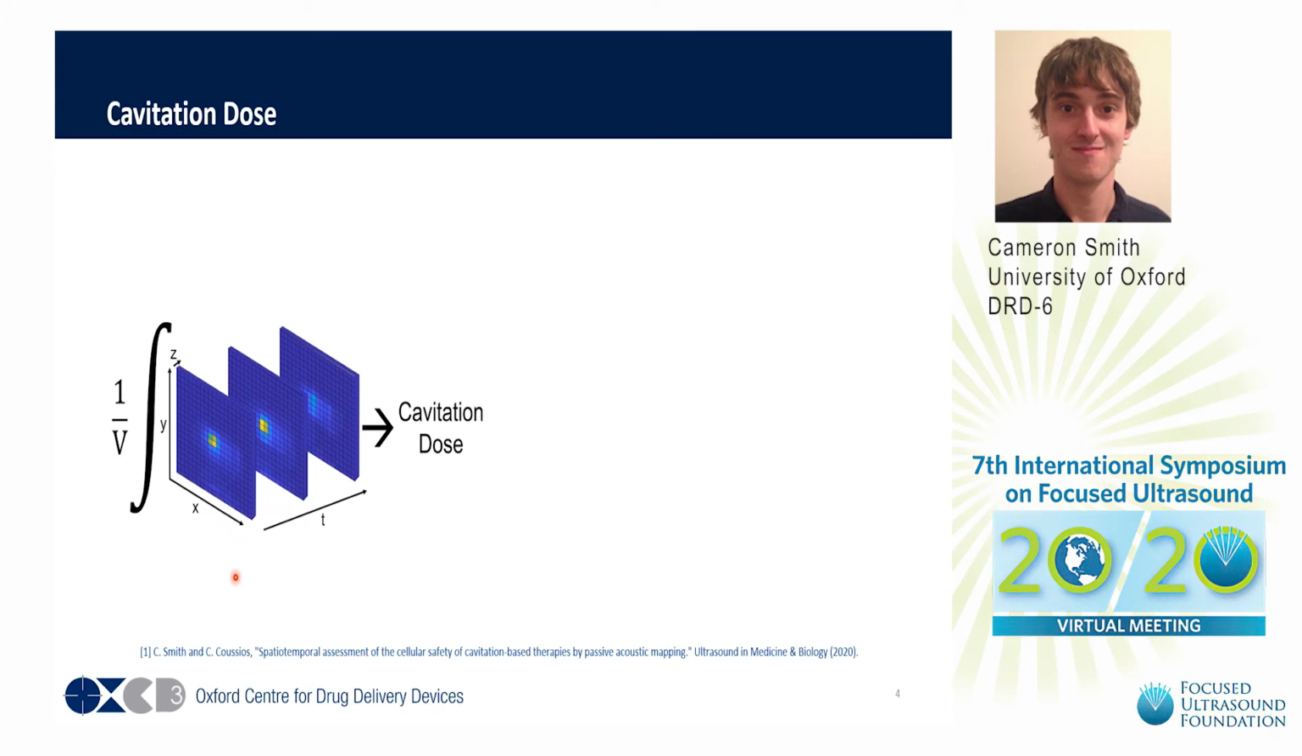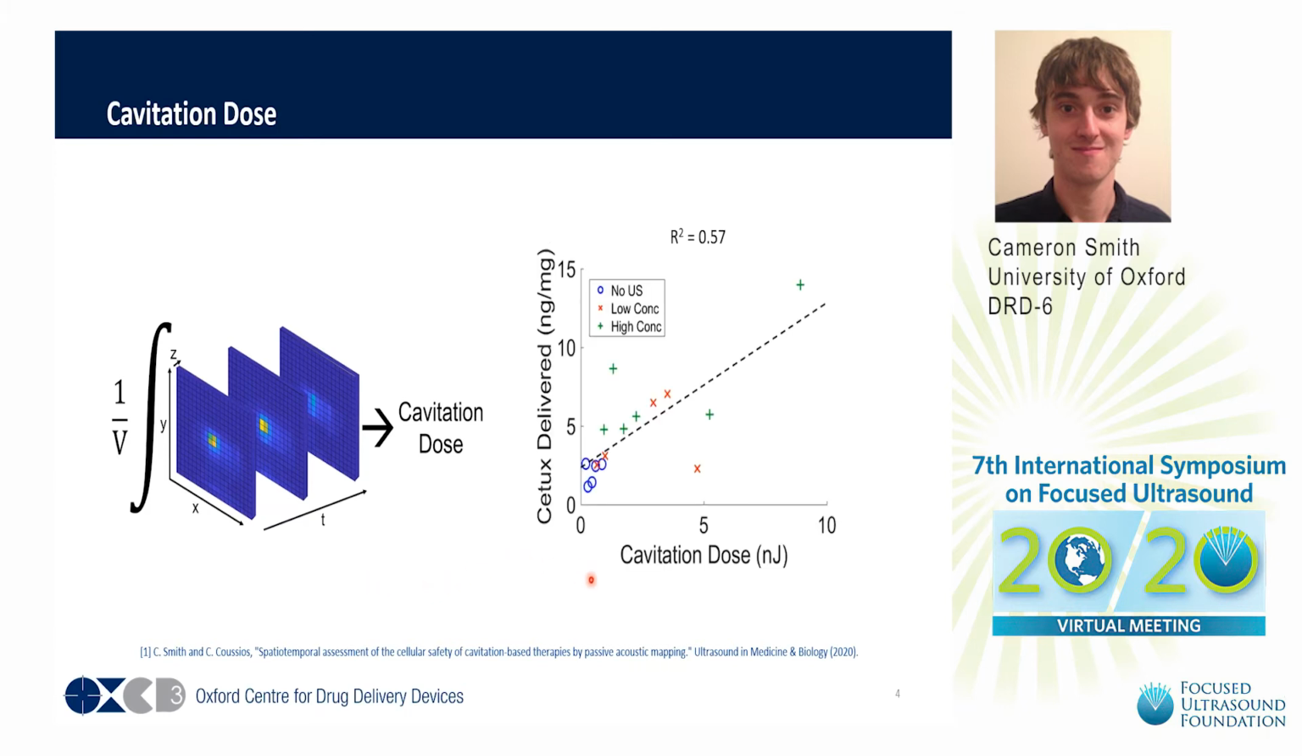To do this, we had to use a metric such as the cavitation dose, where you integrate the PAM energy over the measured volume and normalize it by the tumor volume. This essentially creates an estimate for the average cavitation energy experienced by the tumor. And when we put this against the drug delivery, what we find is that the mice that had received higher levels of cavitation also receive higher levels of drug delivery. So it worked.